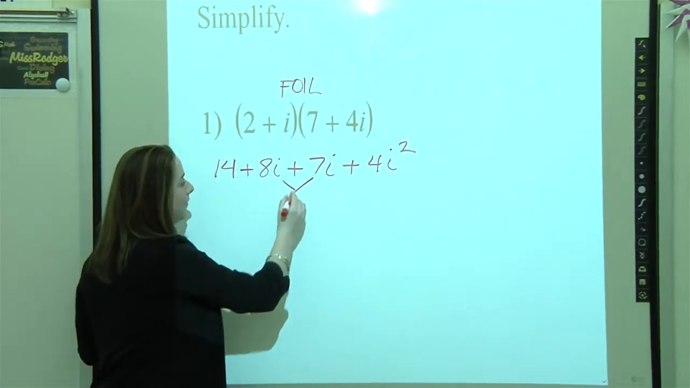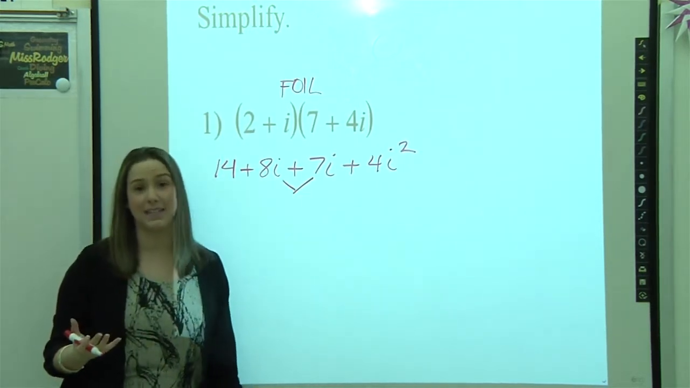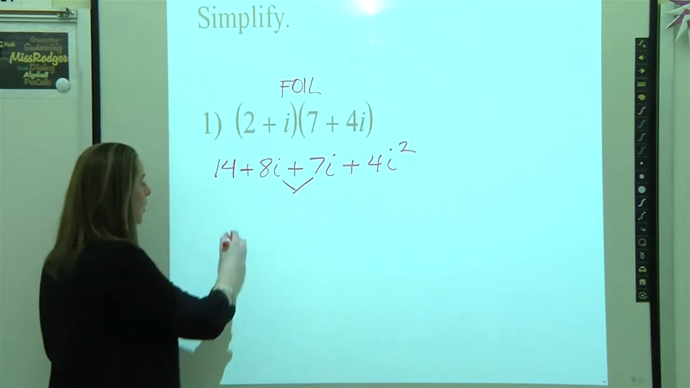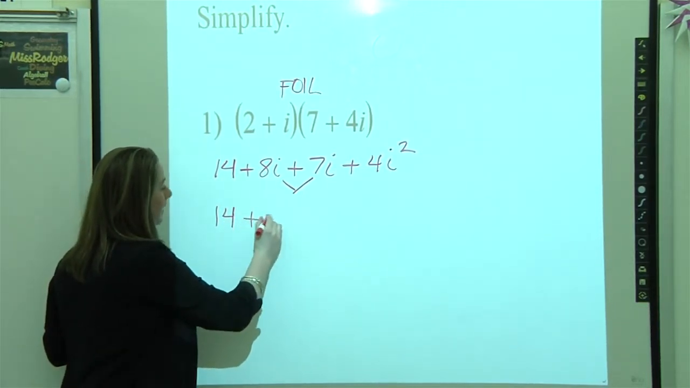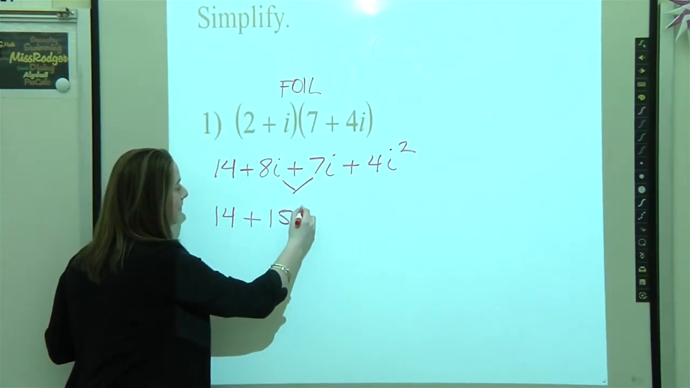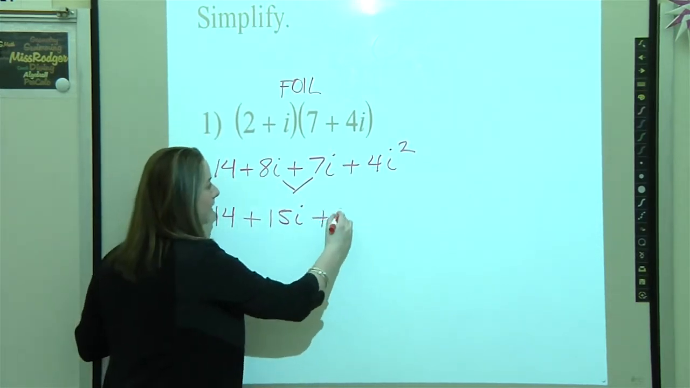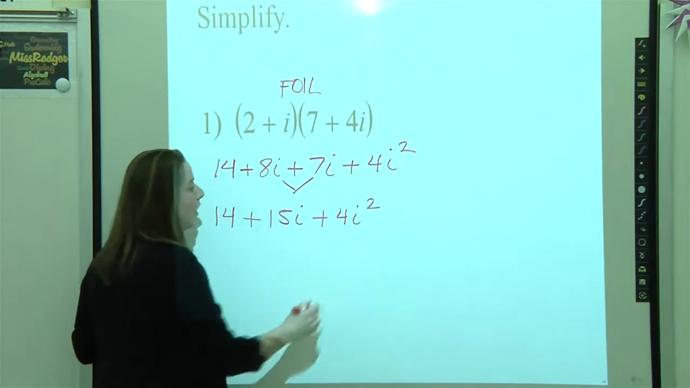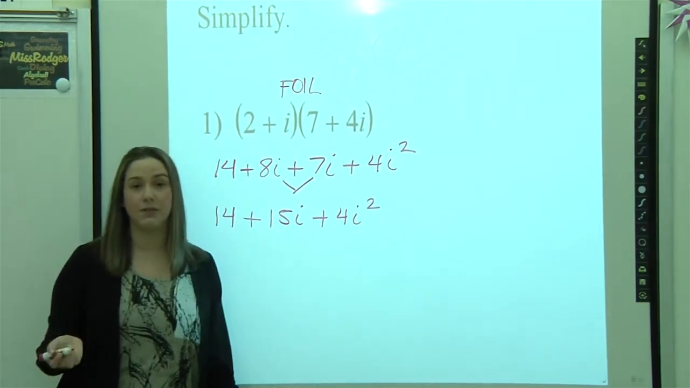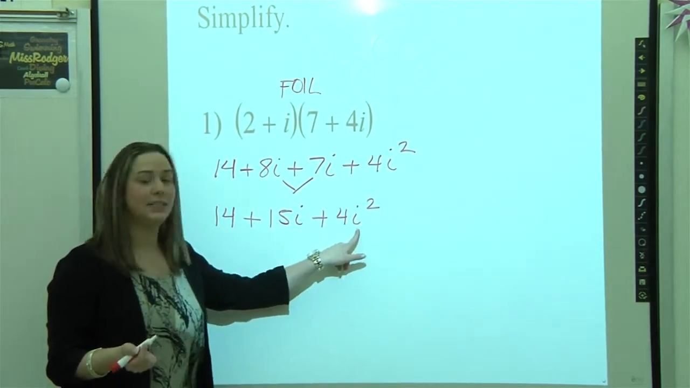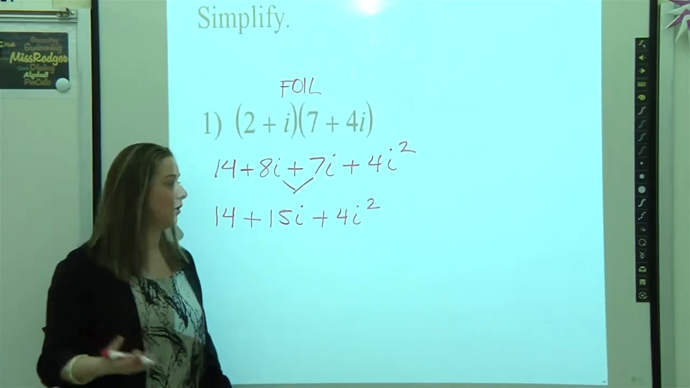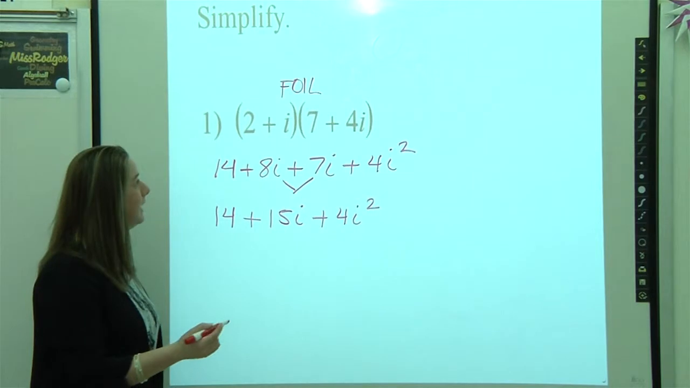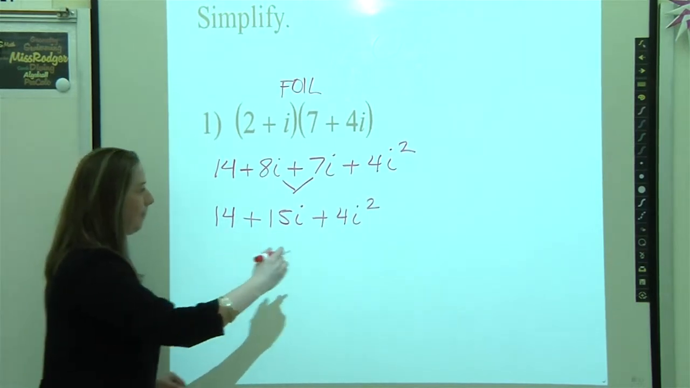The O and the I of FOIL is always going to combine together. They're always like terms. So we have 14, 8i plus 7i is going to give us 15i. And we have our plus 4i squared. What we just learned from our previous problem is i squared equals -1. This is a fact we're going to use over and over and over again. So keep this in mind when you're working.